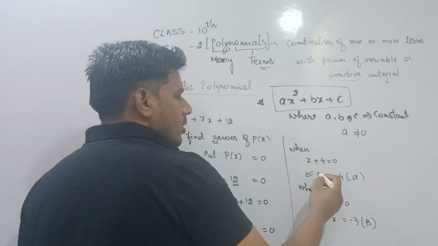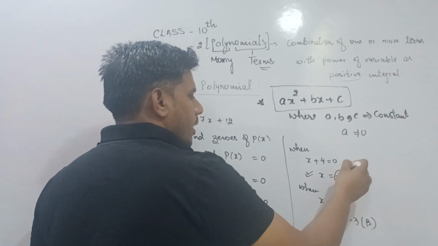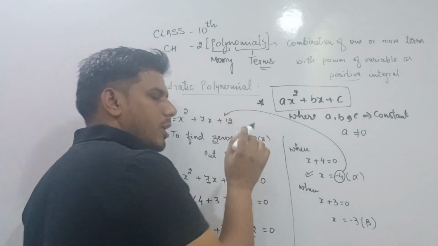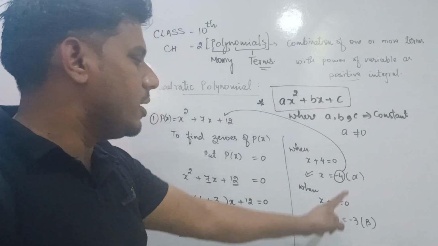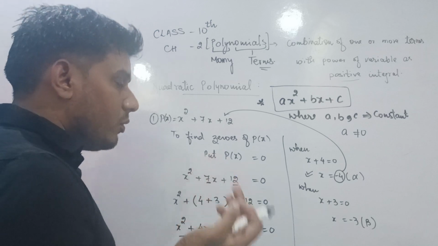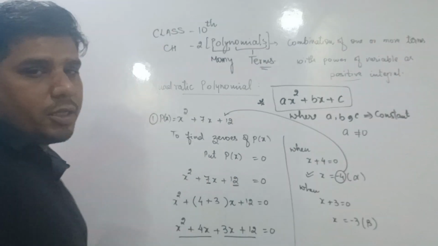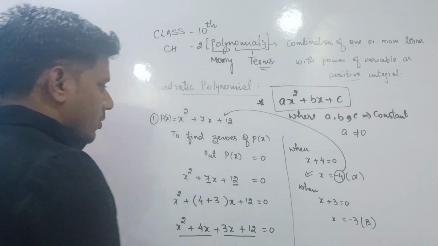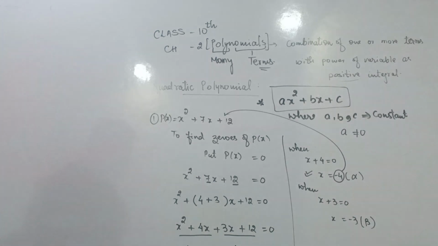And how you will check? You have to put value of x in the polynomial, and if you are getting 0 then it will be the zero of polynomial, and if you are getting not equal to 0 that means it is not the zero of polynomial. So you can check your answer. First please note it down and then we will verify also.